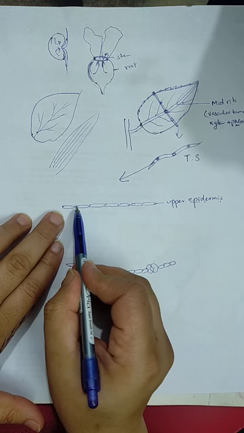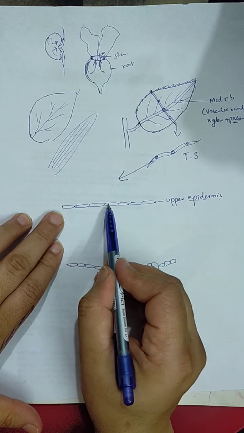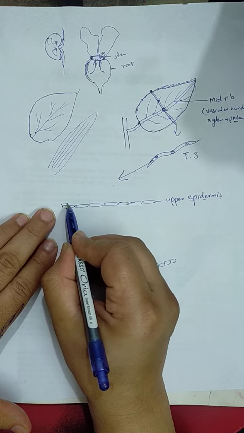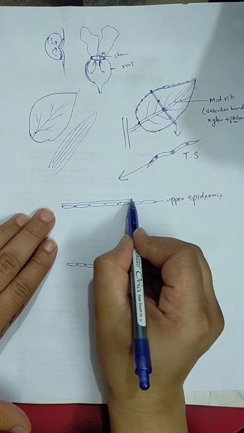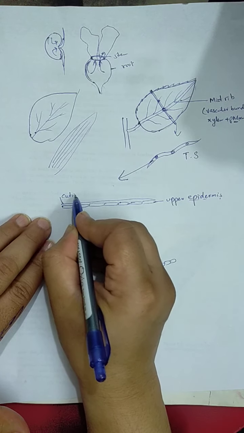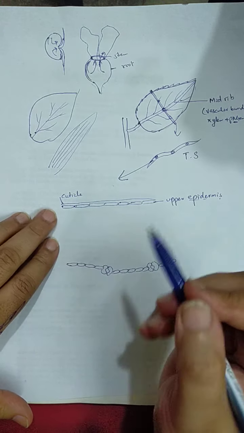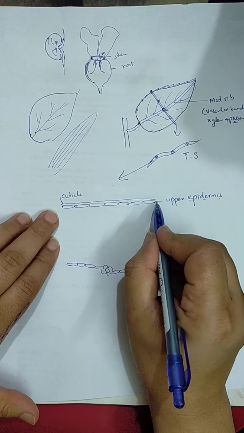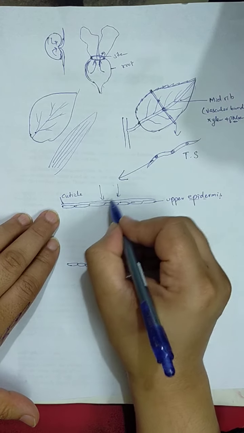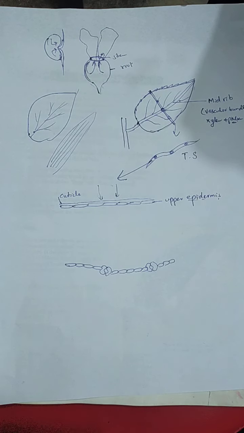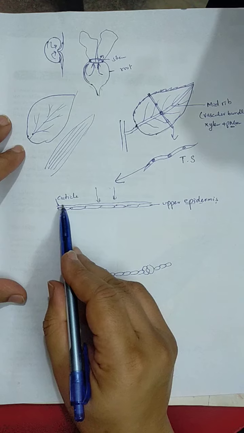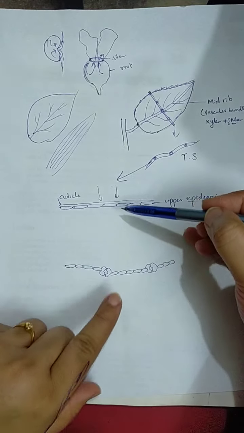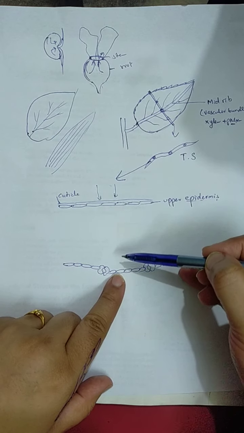In the upper epidermis, cells are present very close together. There are no intercellular spaces between them, and most of the time it has a layer over it which is called the cuticle. This cuticle is basically to prevent water loss from the upper surface of the leaf, and it also focuses sunlight to the lower portions. So these are the two purposes of this cuticle and this epidermis.